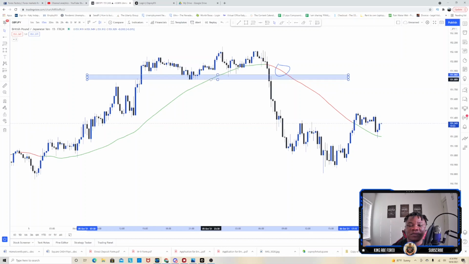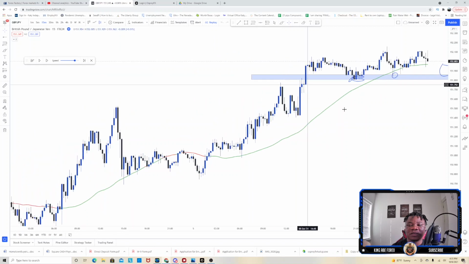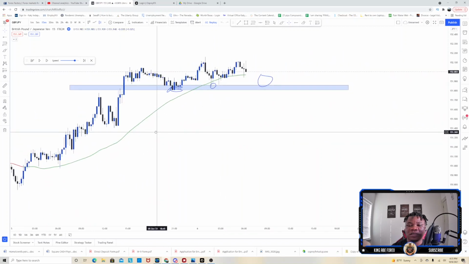We need price to close below our support zone because we know we had rejection here and we had rejection here. So this is our support zone right here. We need price to close below this support zone. So now let's put this in replay mode and let's take a look and see where our entry is going to be for this sell position.